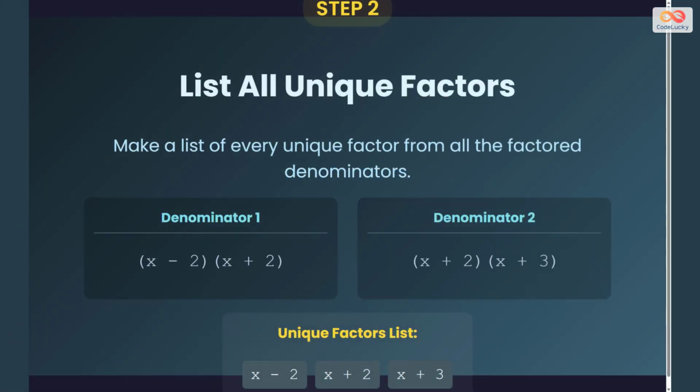Once both of your denominators are fully factored, your next job is to create a list that contains every single unique factor you found. If a factor appears in both denominators, you only need to list it once. For example, if your factors are x minus 2, x plus 2, and then x plus 2 again with x plus 3, your unique factors are x minus 2, x plus 2, and x plus 3.